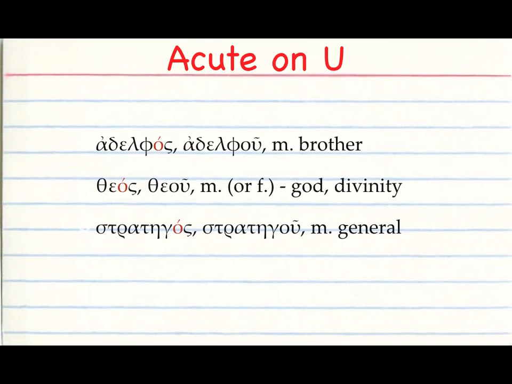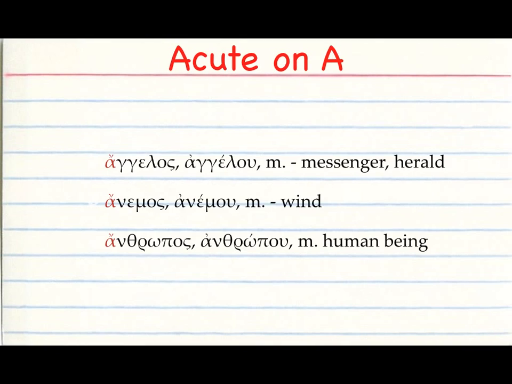So, in addition to putting in the nominative, the genitive, the gender, and meaning, you can group your nouns and adjectives by where the accent falls. So here I have a card. Your card doesn't necessarily have to look like this, but the information should be there, where you have nouns that have the acute on the ultima. Here's another card where the nouns have the acute on the antepenult.